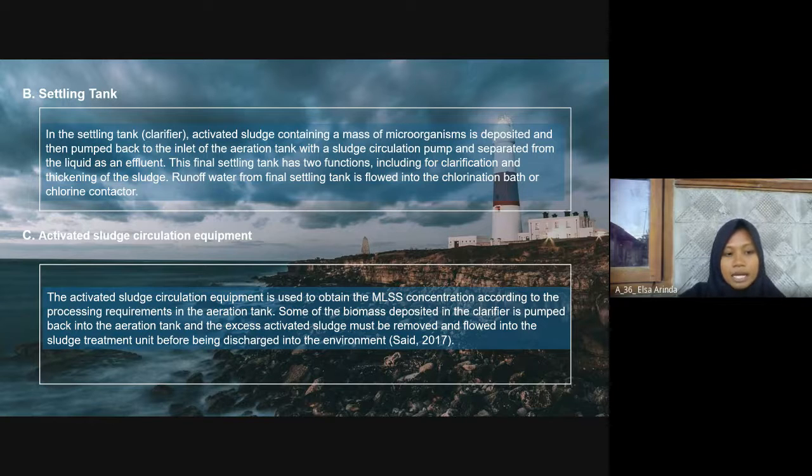After that is activated sludge circulation. The activated sludge circulation equipment is used to obtain the MLSS concentration according to the processing requirement in the aeration tank. Some of the biomass that settles in the clarifier is pumped back into the aeration tank, and the excess activated sludge must be removed and flowed to a sludge treatment unit before being discharged to the environment.